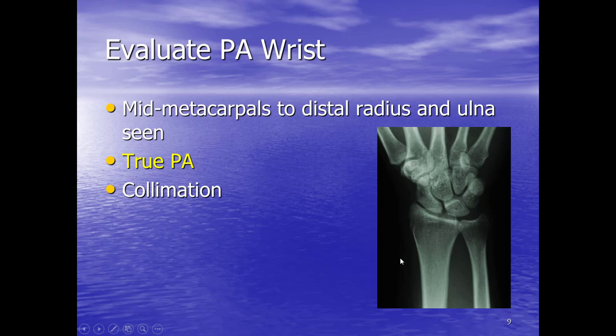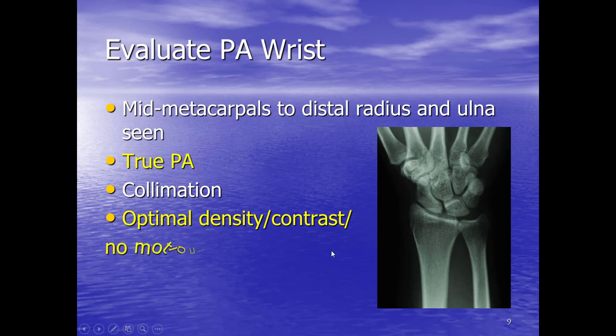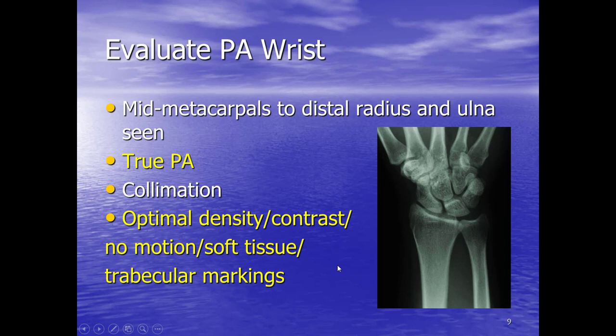You're going to have collimation, but you don't want too much collimation to cut off the area of interest. Make sure you have optimal density, a short scale of contrast, no motion or tissue. You've curled the fingers to decrease distortion, and that causes an increase in spatial resolution.